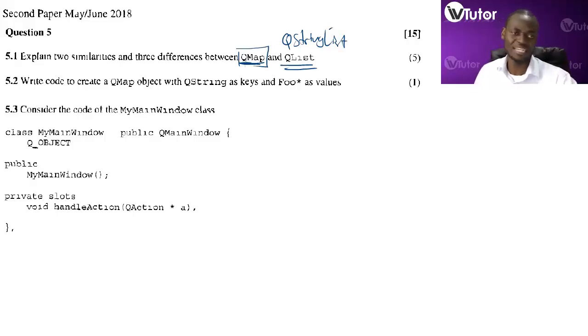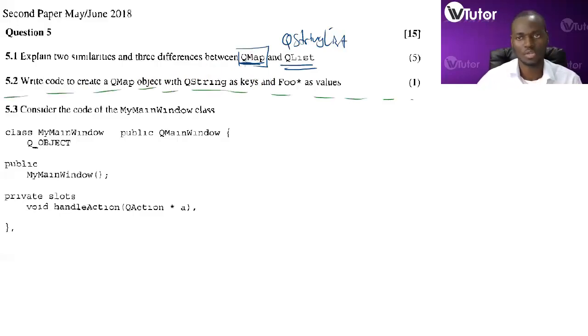So you have to understand at a very basic level how to use a QMap and how to use a QList, of which a QList is not difficult because we have already used it when we were doing inheritance and looping and doing all those things. That was a QList. Now we want to talk about what is a QMap and how do you use a QMap. Then 5.2 says, write code to create a QMap object with QString as keys and foo as values. So these 2 questions are about your knowledge on containers.